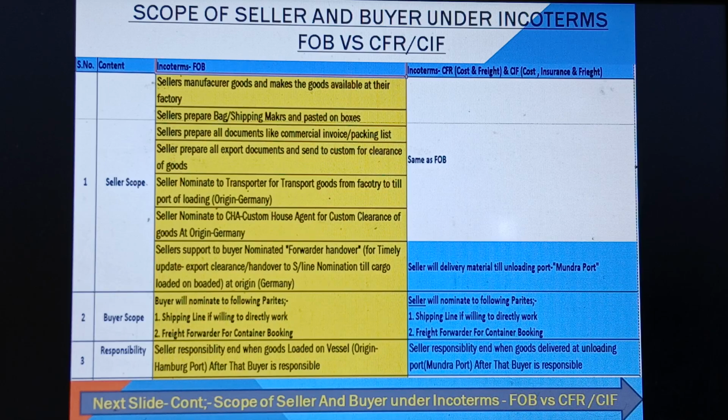So guys, next slide, this is the continuing process under the FOB and CFR and CIF, because these Incoterms are mainly used. Anyone can ask questions about process, scope, responsibility, risk, everything. So I made the slide for you. Just take a screenshot, keep it on record, and you can discuss it with anyone.